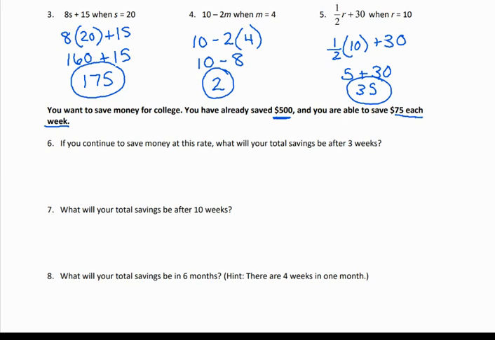So that 75 is not just a one-time deal. That 75 is going to get multiplied by however many weeks I'm working. And on number 6, we're working 3 weeks. Is that all the money? What else do I have in my account already? 500. Exactly. So we're going to add 500, but just once. I don't make 500 every 3 weeks. I already have that.